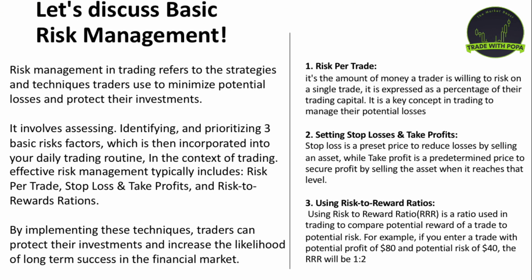Stop loss is a preset price to reduce losses by selling an asset, while take profit is a predetermined price to secure profits by selling the asset when it reaches that level. 3. Using risk to reward ratios. This is another core part of risk management, risk to reward, which is RRR, but most persons just say RR, risk to reward. There's no need to put the extra R for the ratio.